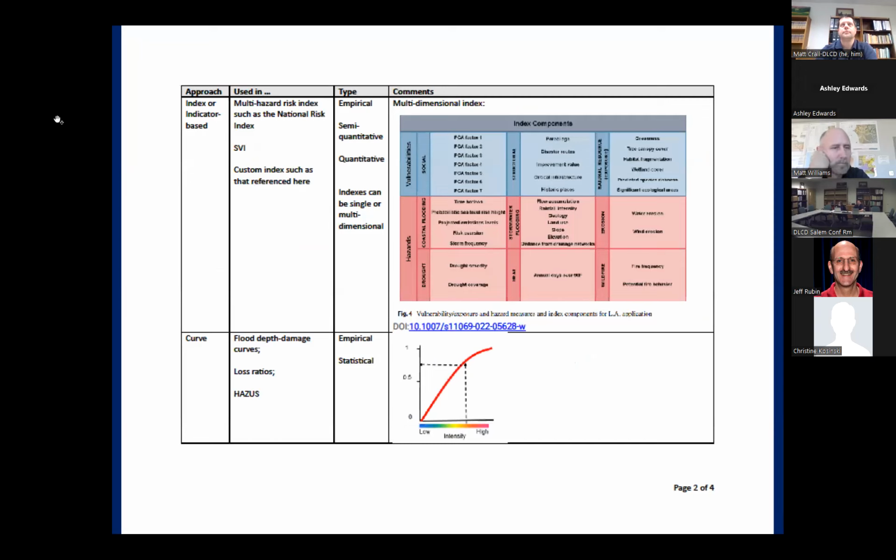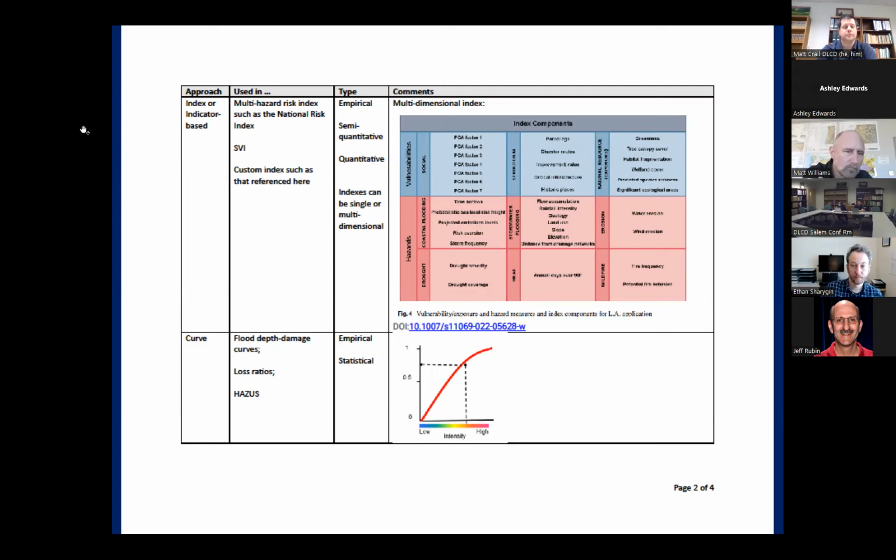You can use an index, and indexes can be simple or very, very complicated. And in addition, you can use curves, such as a depth damage curve, which is a more quantitative way of looking at risk.